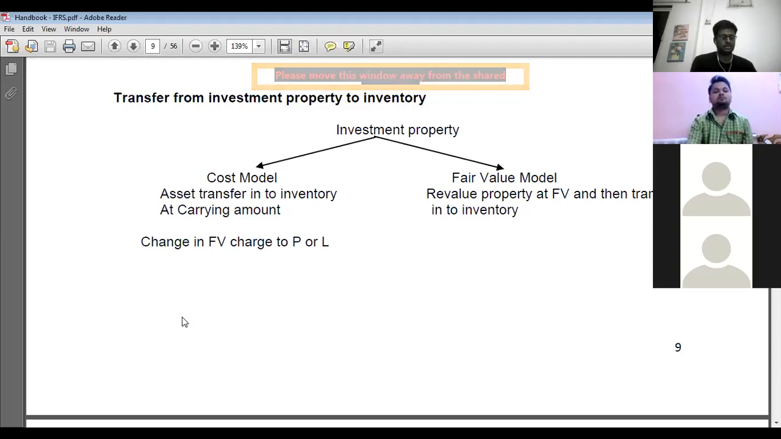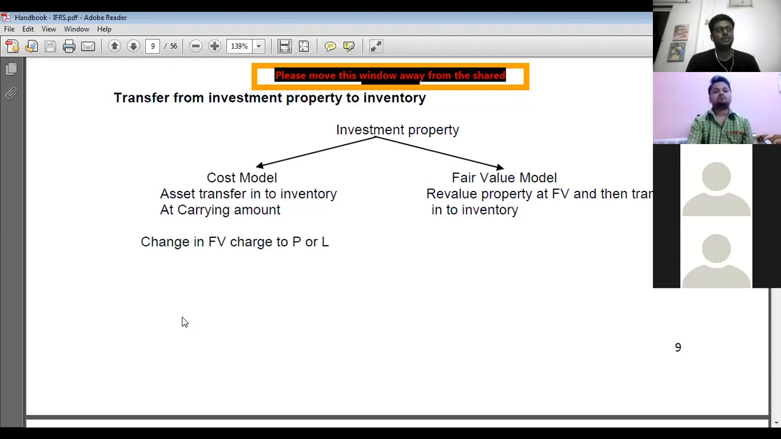Now the builder wants to sell this asset. So selling means, now for the builder what will happen? It will become inventory. Then it will become his normal inventory. So here also, whenever the transfer is done from investment property to inventory, again a question will come whether the transfer will be done at carrying amount or fair value. So here also we need to see what accounting model we are following for investment property. So if we followed the cost model, the transfer will be done at carrying amount.